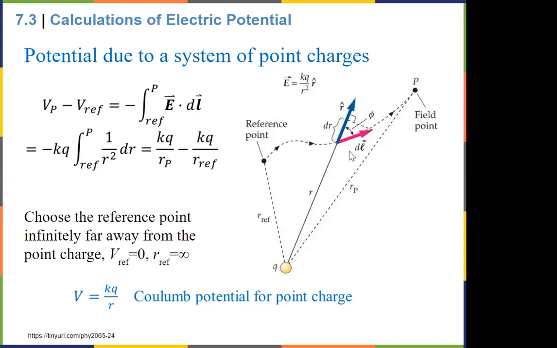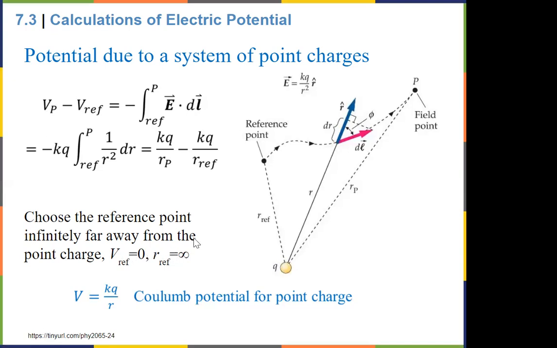Two vectors perpendicular to each other, the dot product will be 0. Okay. All right. So typically you take the reference point to be far away from your point source, so that the reference point will have zero potential. Usually you take infinity, far away, to be your potential reference, with a potential of zero.